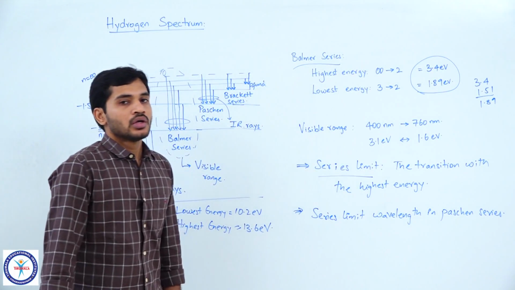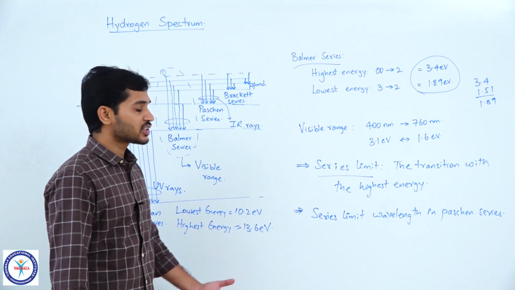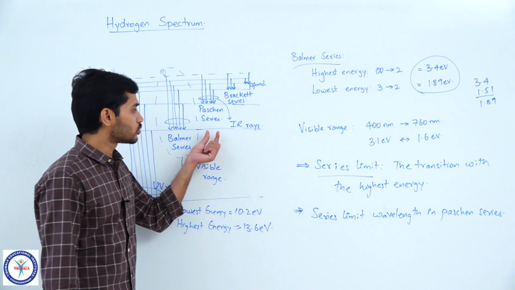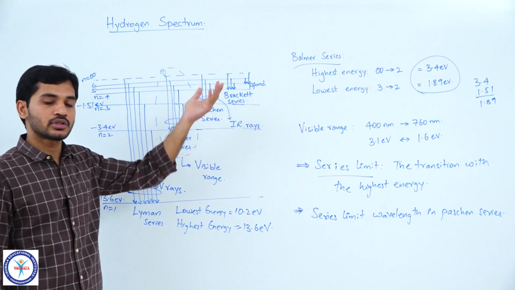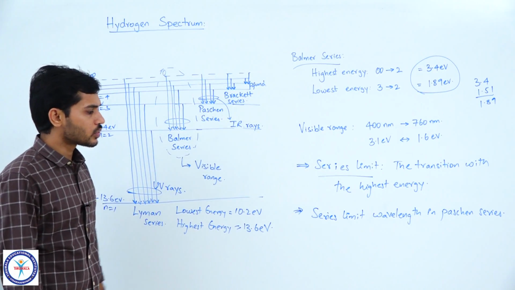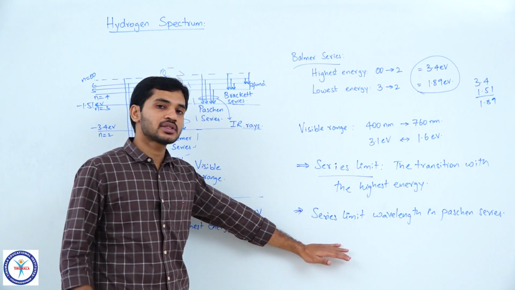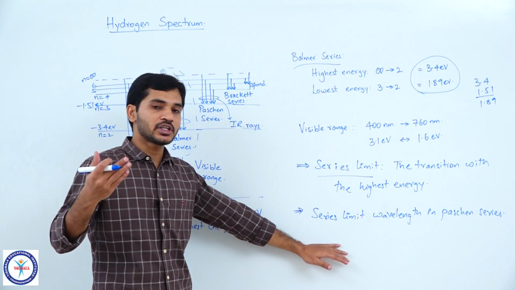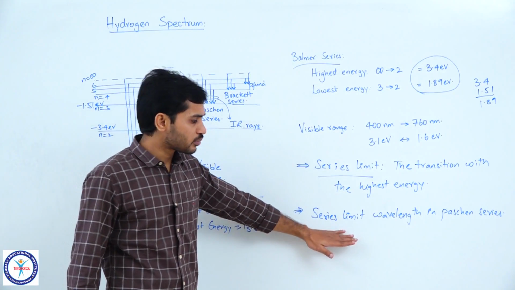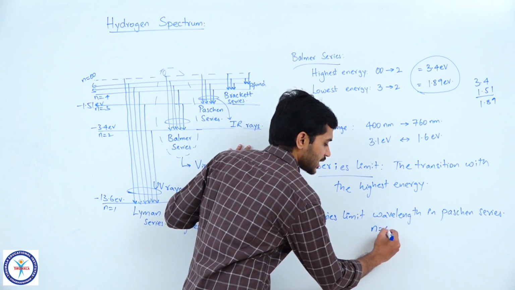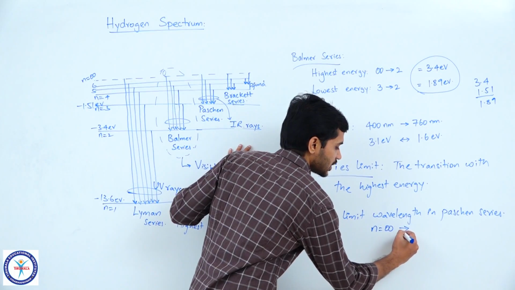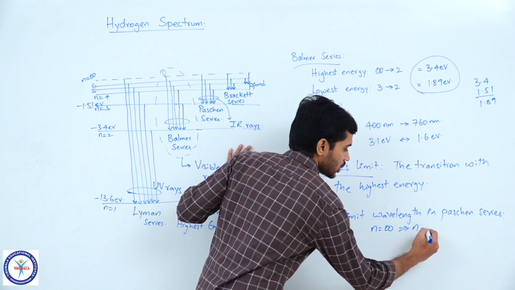To calculate that for the Paschen series, I know that all the transitions will be to the n is equal to 3 state, from a higher state to n is equal to 3. Series limit basically means the transition from infinity to that particular state. So we need to understand the transition n is equal to infinity to n is equal to 3.